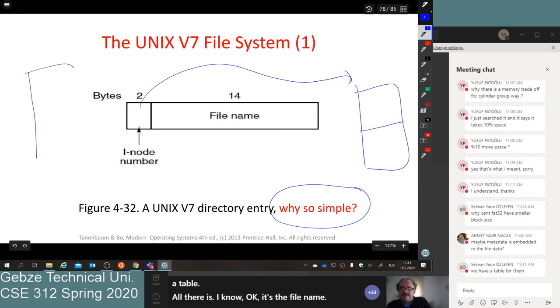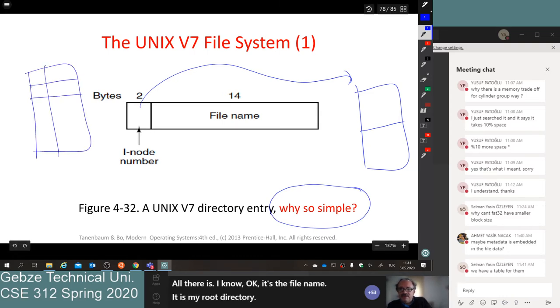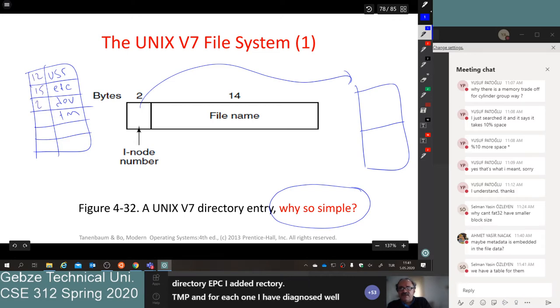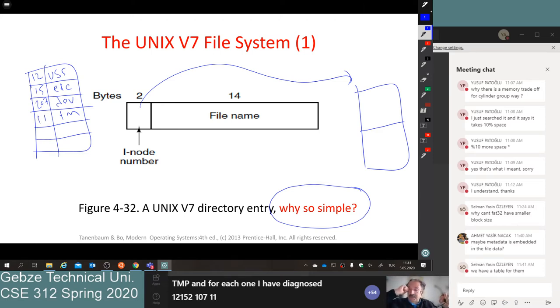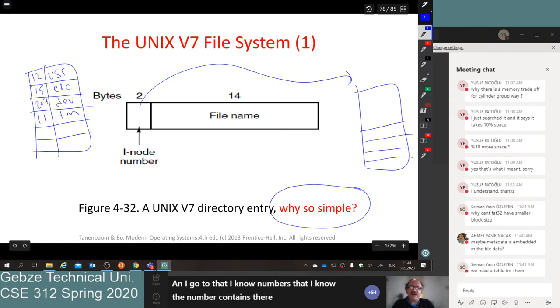This is my root directory. In my root directory, I have the directory user, I have the directory etc, I have the directory dev, tmp, and for each one I have the inodes 12, 15, 207, 11, etc. Okay. And I go to that inode number. That inode number contains the blocks for that file, right? Contains the blocks for that file.